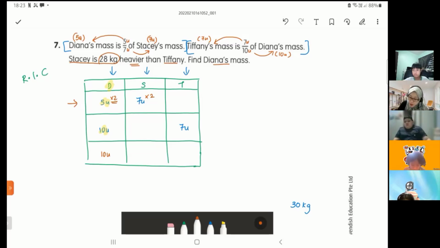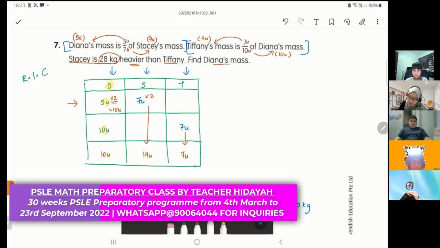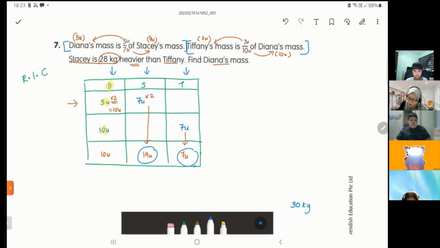Okay. So this is 10 units. I already put down there. This will be 14 units. This one no change, so leave it as it is. So now they say that they are comparing between Stacy and Tiffany. Comparing means minus: comparing, heavier, compare. So 14 units minus 7 units equals 7 units. This is the comparison, which is actually my 28 kilograms.